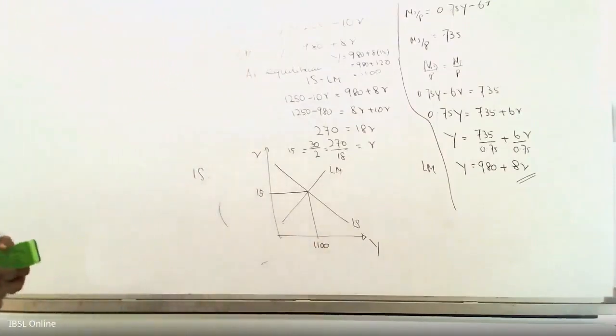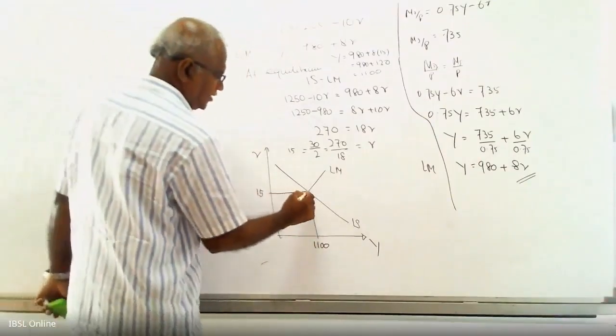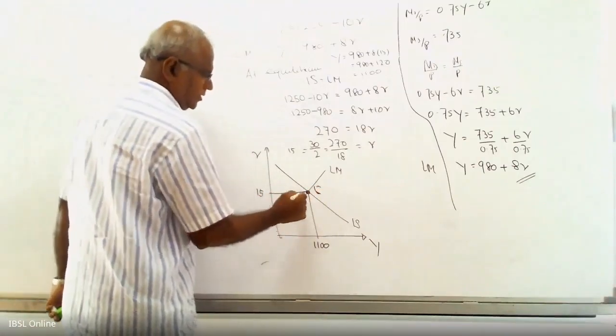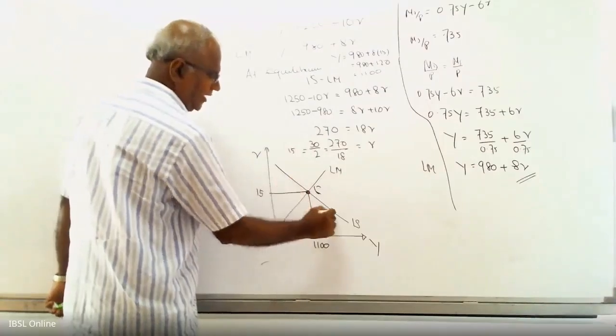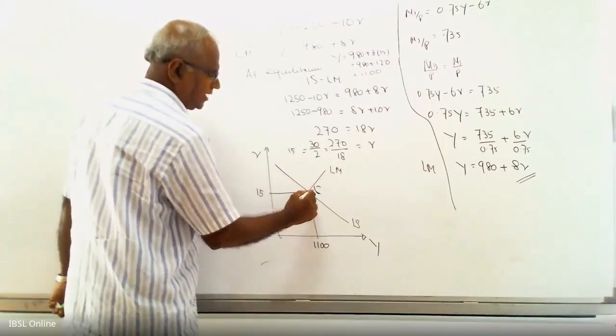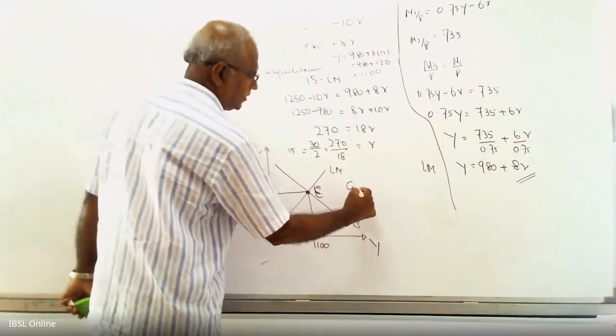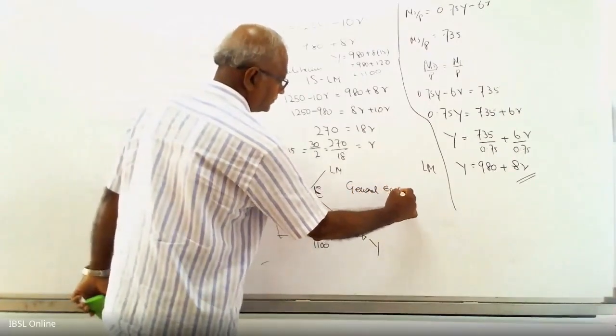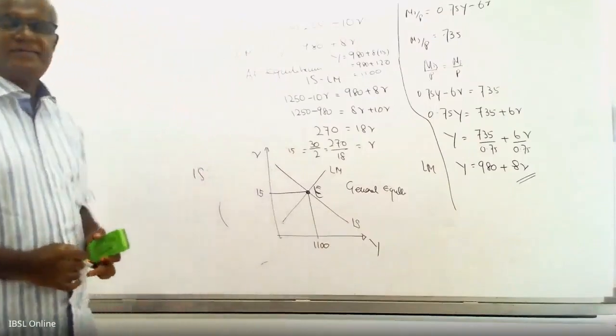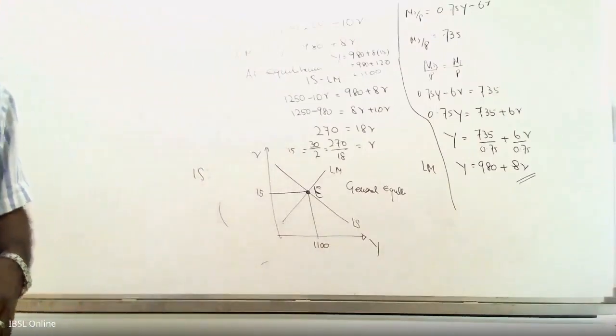So at this point, at the general equilibrium, you are on the LM curve, so the money market is in equilibrium. You are on the IS curve, so the goods market is in equilibrium. That's why it is called general equilibrium. The economy is in general equilibrium. So that's why this is a very important model.